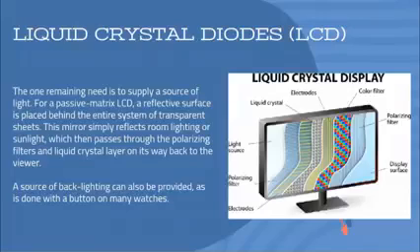The one remaining need is to supply a source of light. So of course, no light can pass through the polarizing layer if there is no source of light. For a passive matrix LCD, a reflective surface is placed behind the entire surface of the transparent sheet, which is this one. Okay, this mirror simply reflects room lighting or sunlight, which then passes through the filters or polarizing layers and liquid crystal layer on its way back to the viewer. Okay, so for passive matrix LCD, it acquires light from the room and also from the sunlight, and it emits the light towards the viewer.